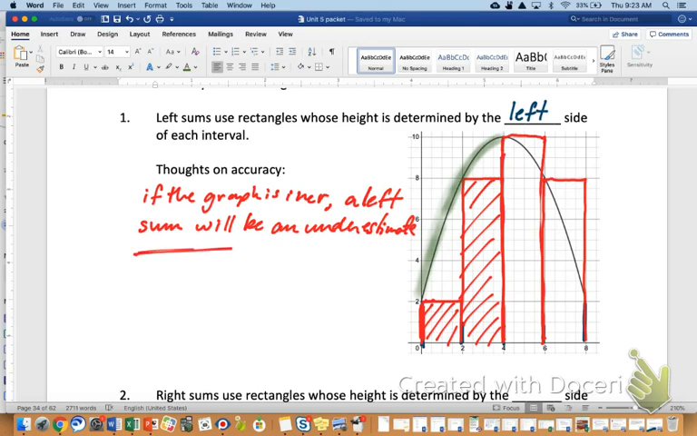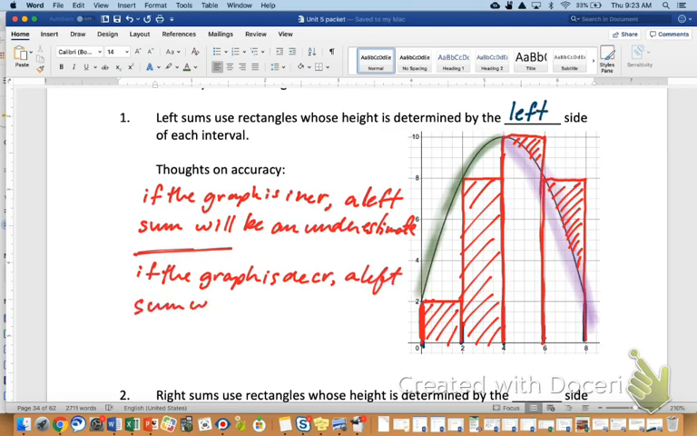Then if you look at the interval from 4 to 8, this purple interval here, you can see that the graph is decreasing. You can probably also see that those left sum rectangles are above the curve, or at least partly above the curve. We're talking about these little parts up here. These little segments of the rectangles are too much. So we would say if the graph is decreasing, a left sum will be an overestimate.